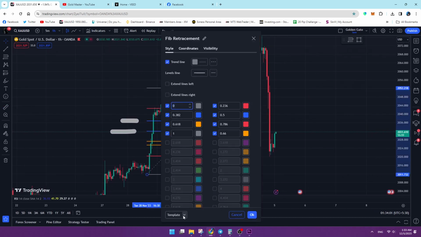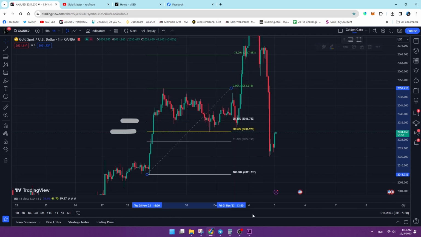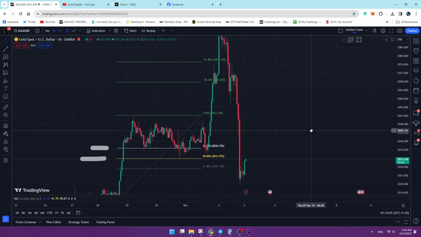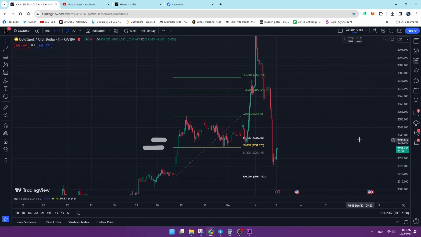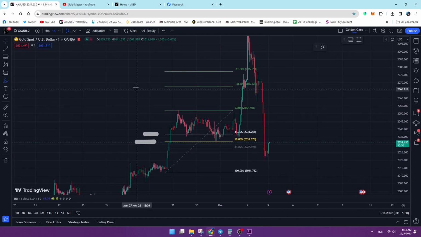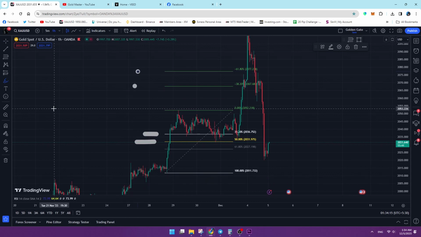And if you need to find second and third take profit levels, you can use the second Fibonacci setup to identify extension levels. This is take profit 2. This is take profit 3. Easy and accurate, right?